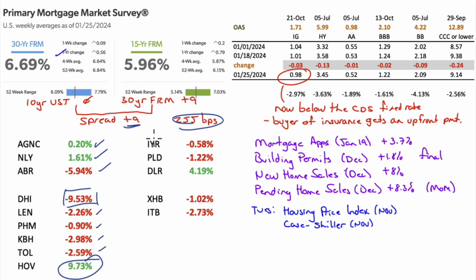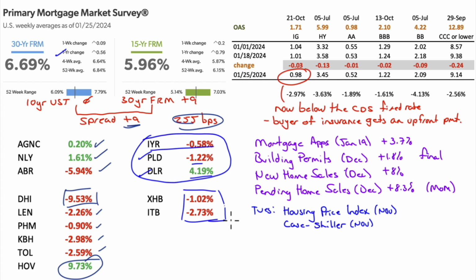I don't know if I'm going to continue to follow the REIT sector. IYR, I think, has become a little bit boring. PLD is the largest in logistics, down 1.22. DLR is the largest in data centers, up 4.19. They're sort of leading indicators for their sectors, but I don't know that I've been paying too much attention to them. And then your house builder and housing construction indexes here. If these are down, these are down.